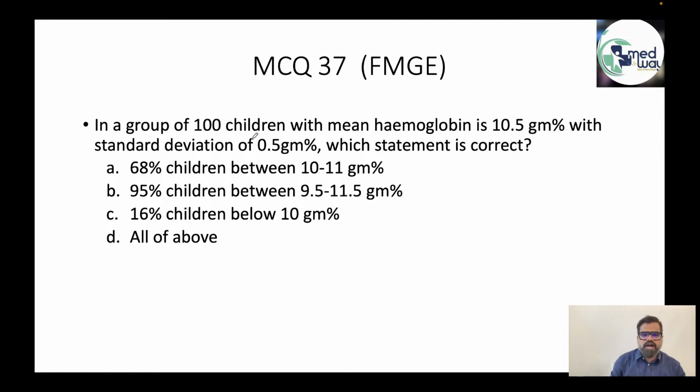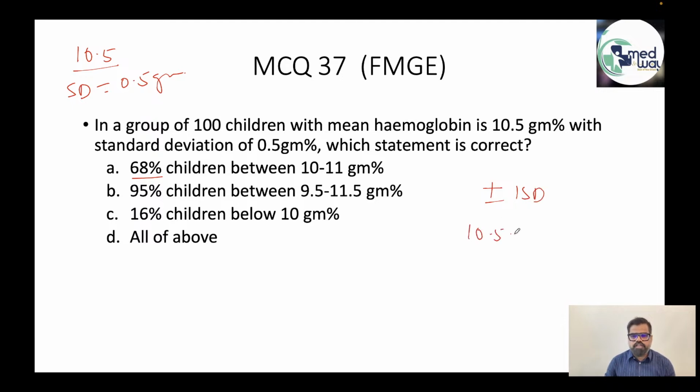Now, in a group of 100 children with mean hemoglobin 10.5 and standard deviation 0.5 gram, which statement is correct? Okay, 68% means plus minus 1 SD. So 10.5 plus 1 into 0.5 is 11, and 10.5 minus 1 into 0.5 is 10. So 68%, A is correct. For 95% you just have to do 2 here, so it is 9.5 to 11.5. This is also correct.